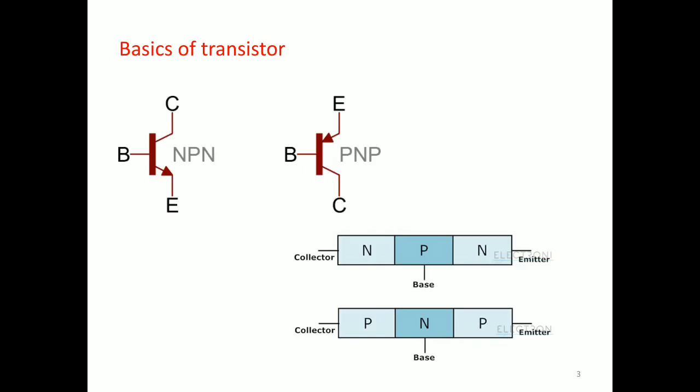BJT means bipolar junction transistor. Here these are some introductory concepts. The symbol shows an NPN and a PNP transistor. NPN means the arrow mark is away from the junction, PNP means it is towards the junction. These are the basic things, and we have already familiarized this topic. These three terminals, base, emitter and collector, are very important. So with this introduction we will move on to the next topic.